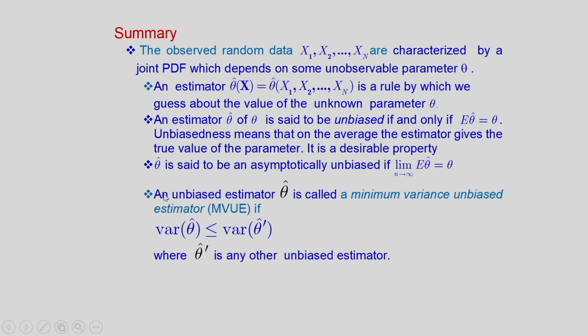Then we discussed MVUE. An unbiased estimator theta hat is called a minimum variance unbiased estimator, MVUE, if variance of theta hat is less than or equal to variance of theta hat dash, where theta hat dash is any other unbiased estimator. So in the case of MVUE, the variance is the least.